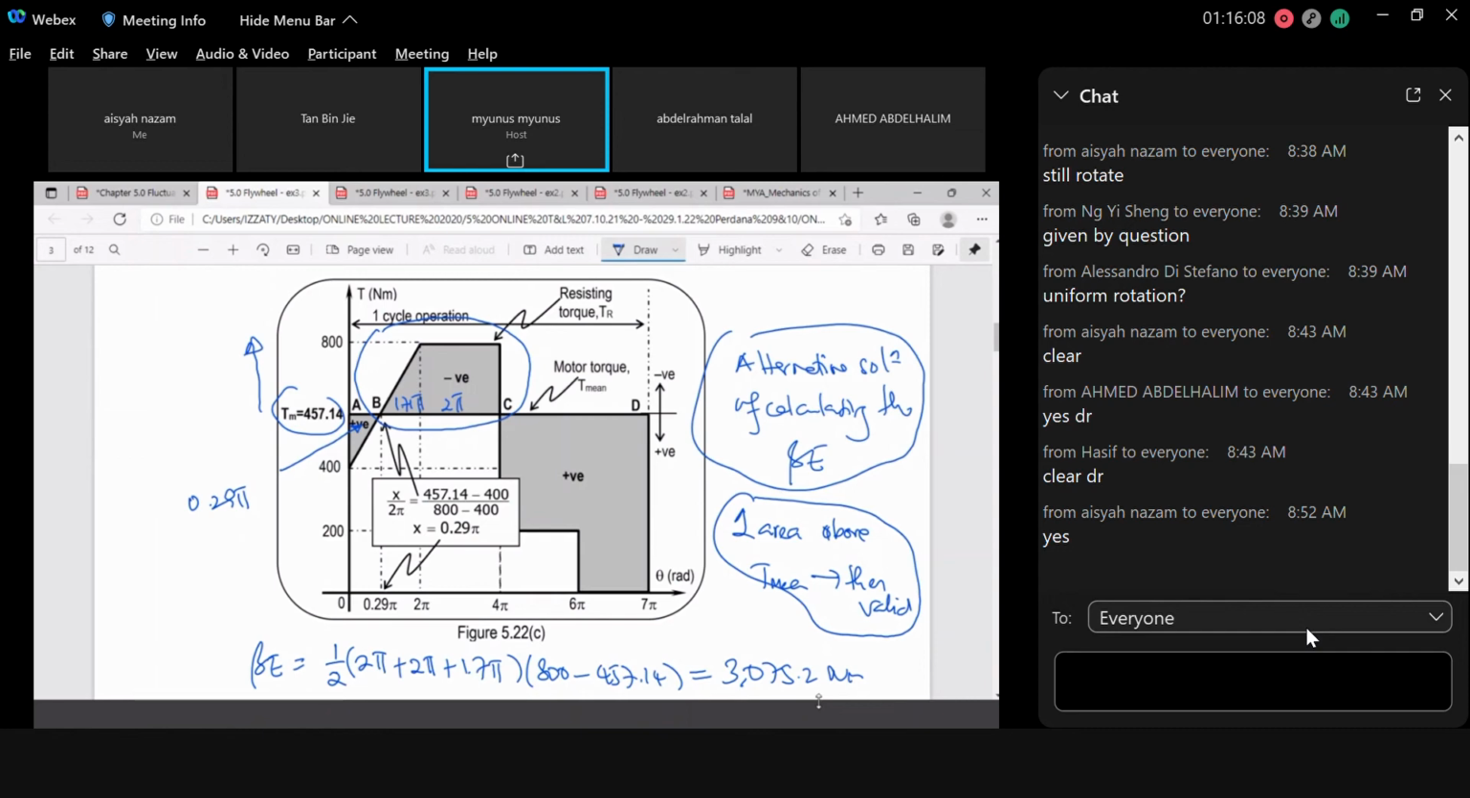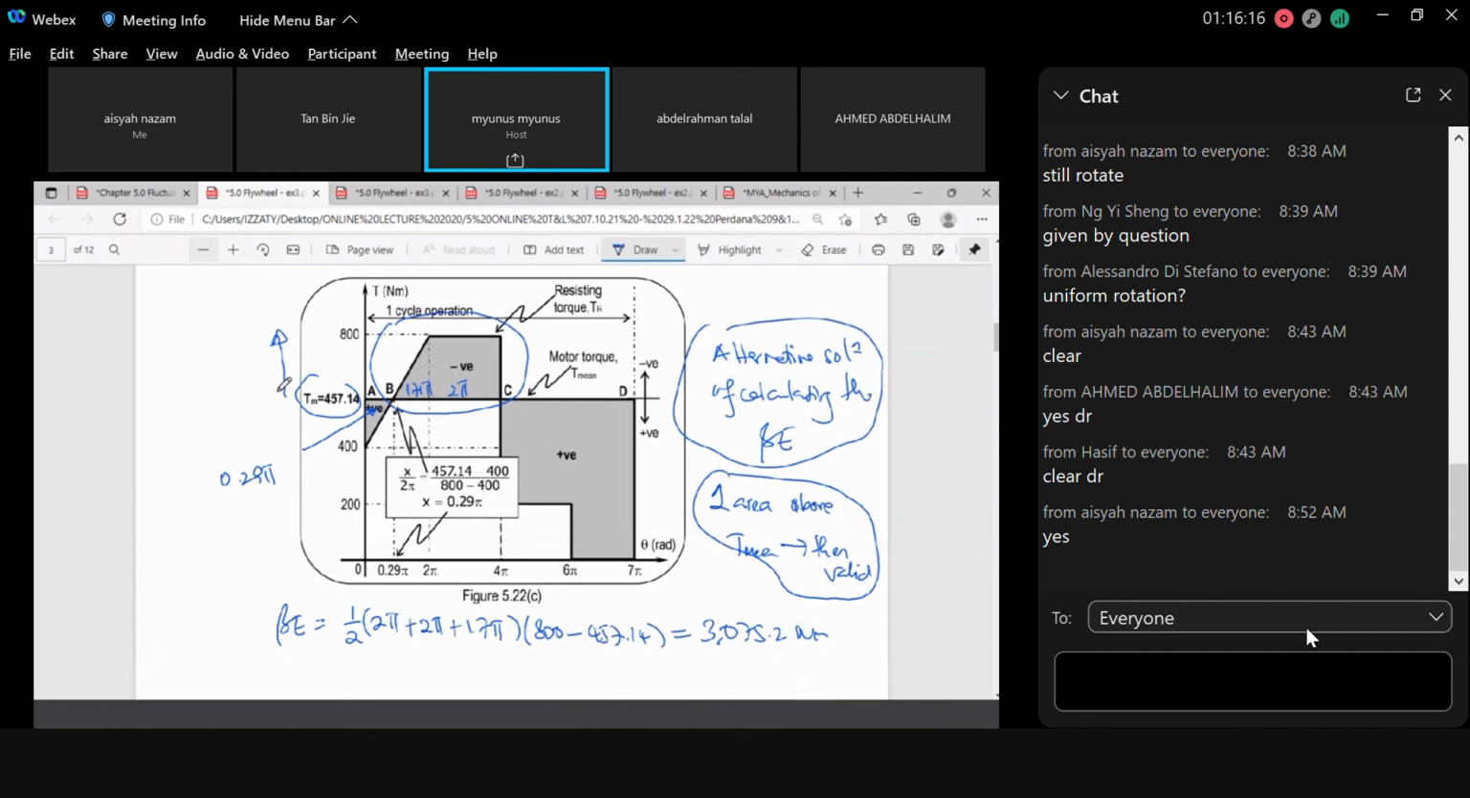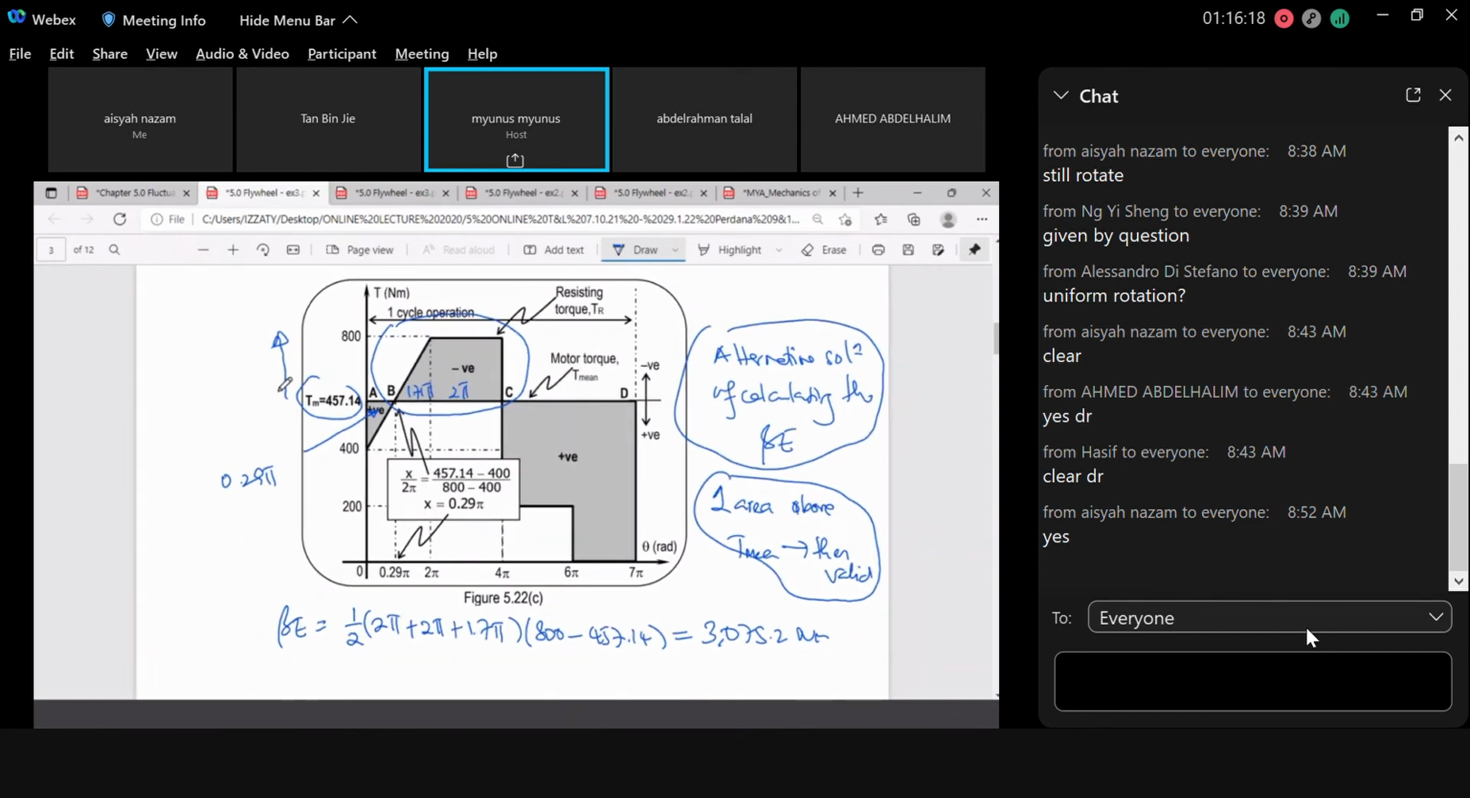Can you check for me, sir, whether it's correct or not? Then the next calculation will be as usual. This calculation is only to provide what will be the beta E. Otherwise, you need to calculate every single intersection point between the two lines of machine and also motor. Correct or not?